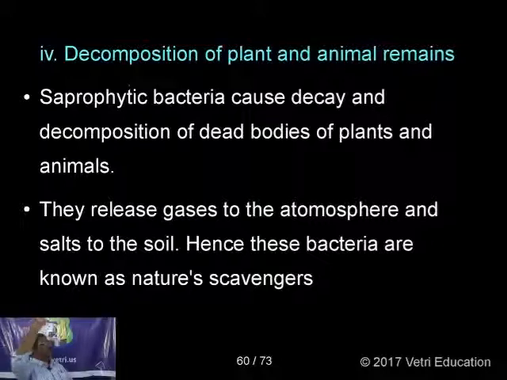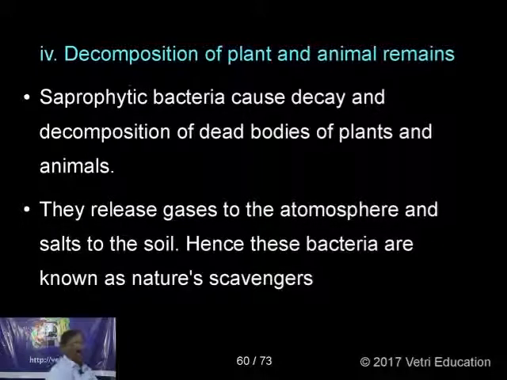Next, decomposition of plant and animal remains. Every day, every minute, a number of plants and animals die, and they may be thrown to other places, so that you can feel the smell the next day or after 2 or 3 days. Who will clean? The bacteria.